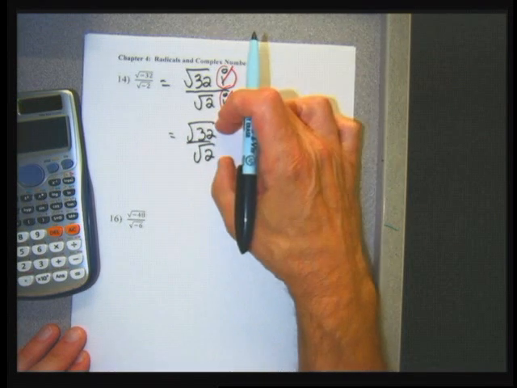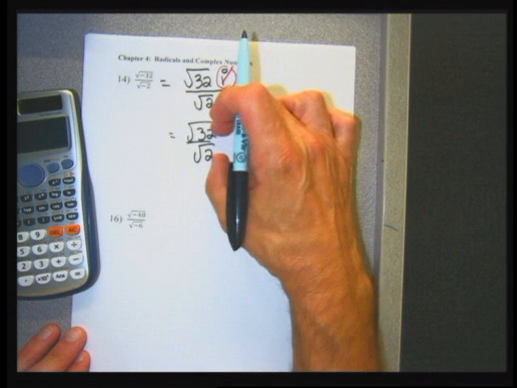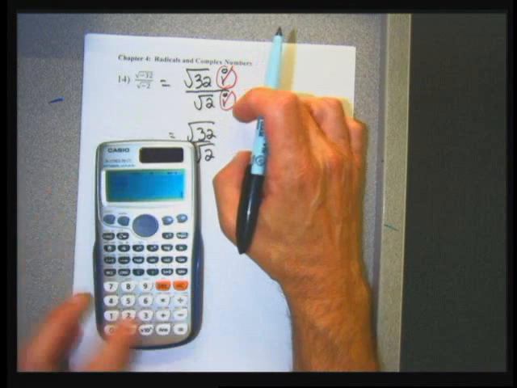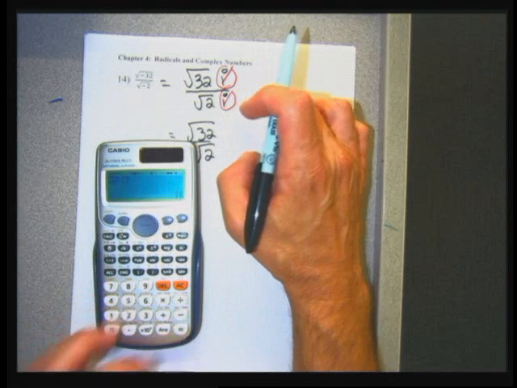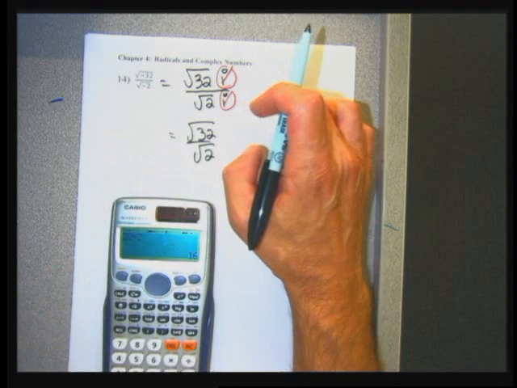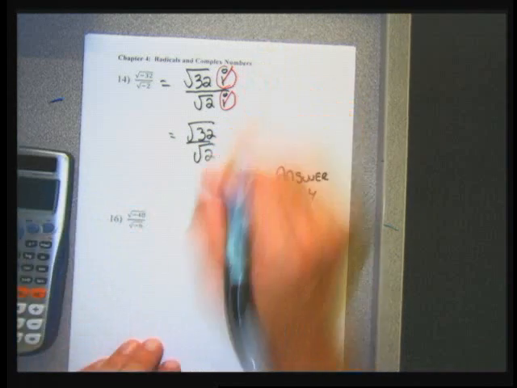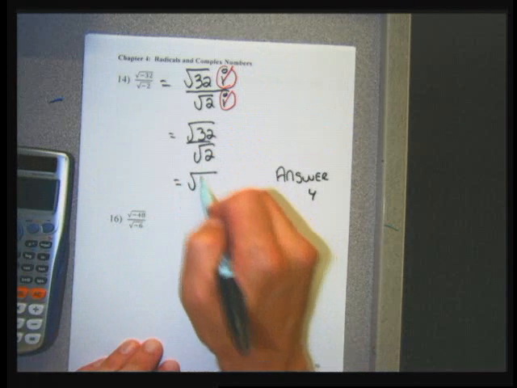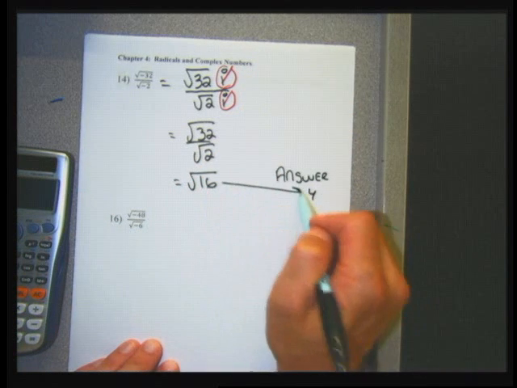Both the 32 and 2 are under the radical, so I'll divide 32 divided by 2. I can do 32 divided by 2 without my calculator. 32 divided by 2 is 16. So this is going to reduce to the square root of 16, and the square root of 16 is 4.